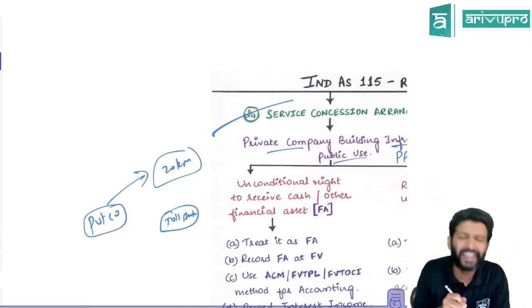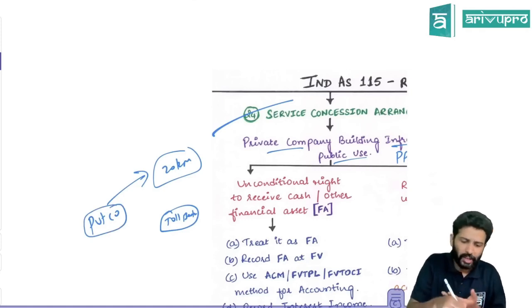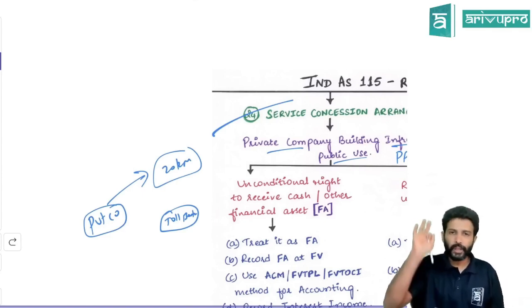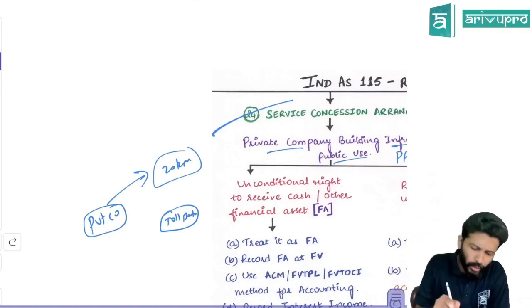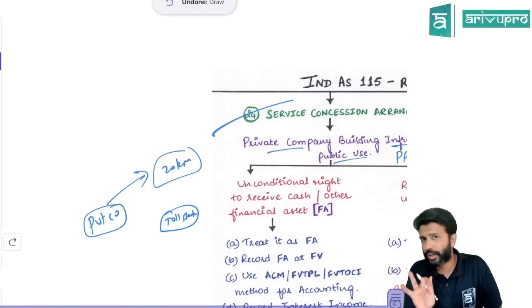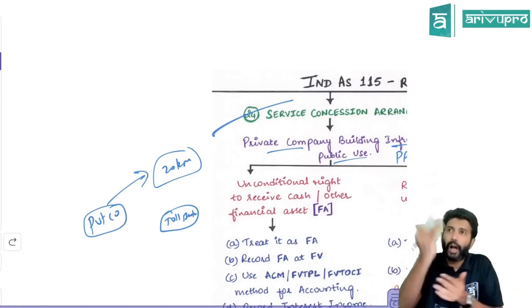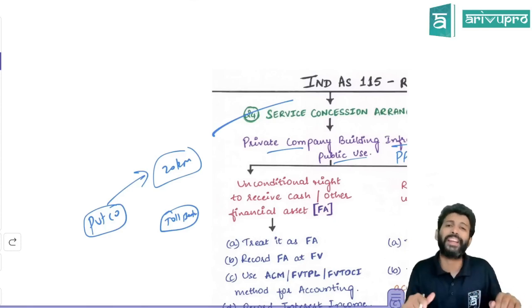Now we are talking from the private company's perspective. Obviously they will not construct this highway at free of cost. It's their main business, so that's revenue for them. So how should we recognize the revenue? First you need to check, obviously the private company will not undertake this activity free of cost. They will charge. So first you need to check what the private company is getting.